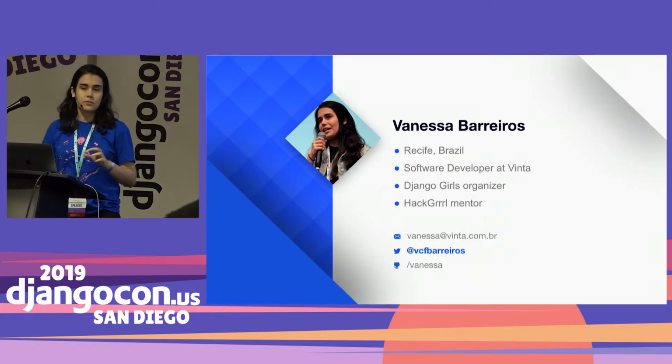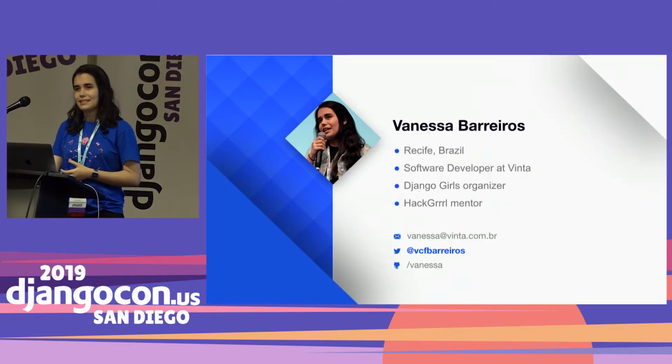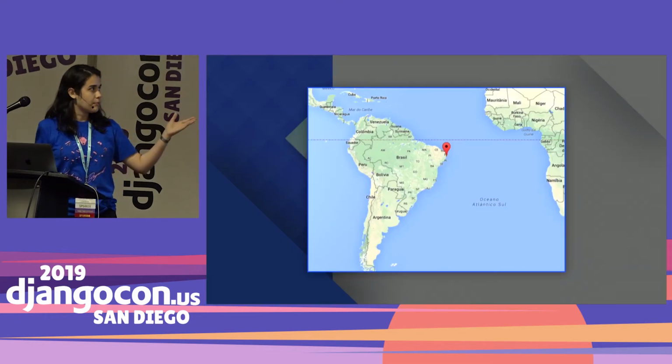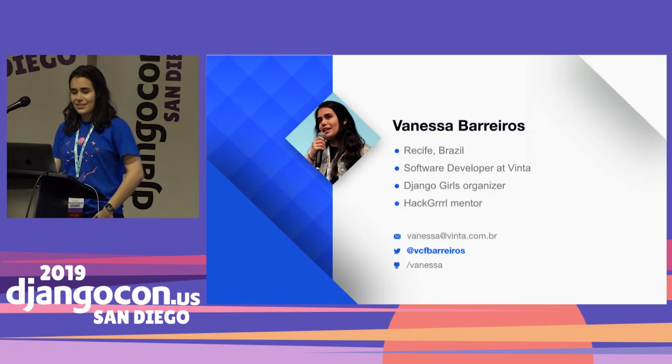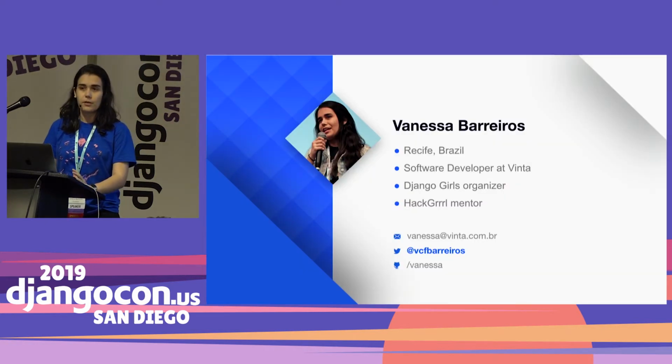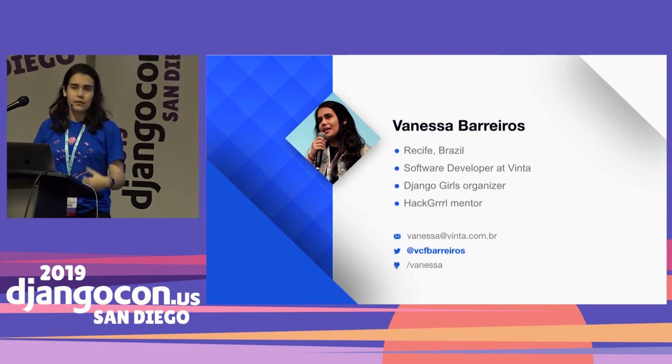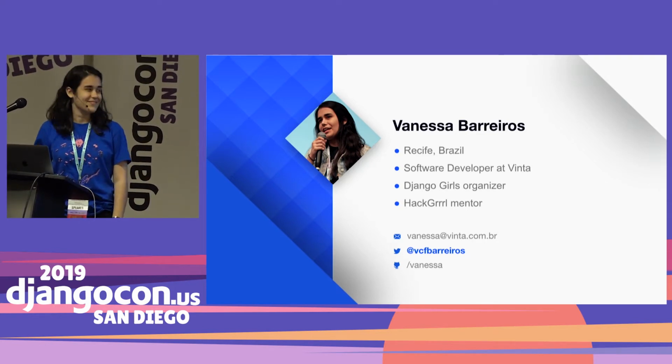So, okay, just some context about me. I am Vanessa. I'm from Recife, Brazil. The red mark is to illustrate better, so I've come a long way to be here today. And also, I'm a Django Girls organizer in my hometown, Recife. And I also was part of the first female majority hackathon in my hometown, Hack Girl.